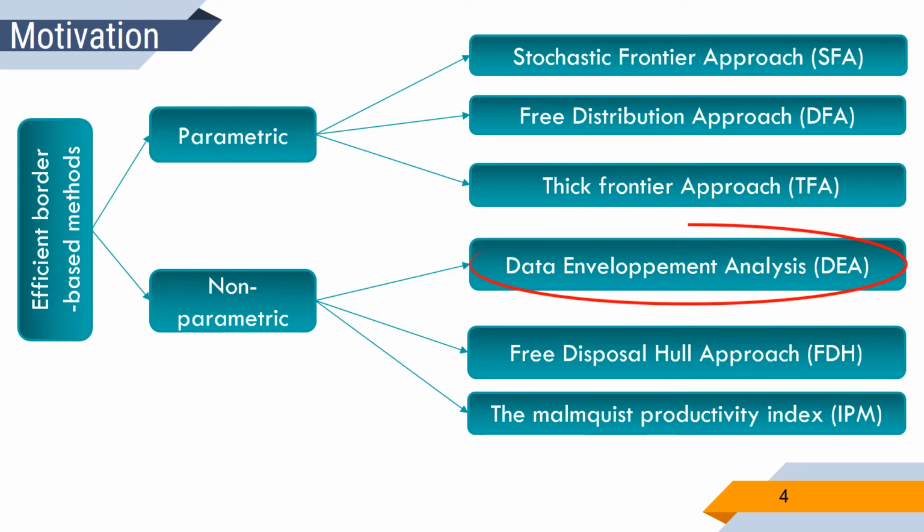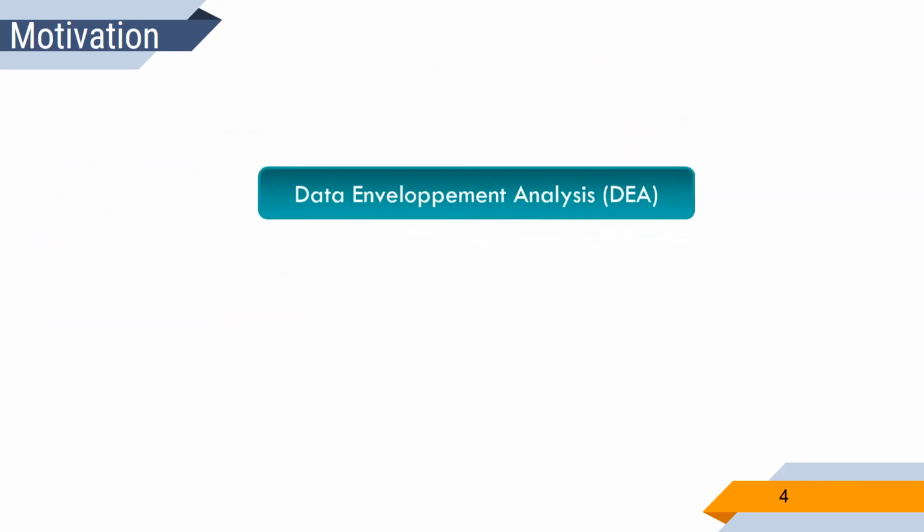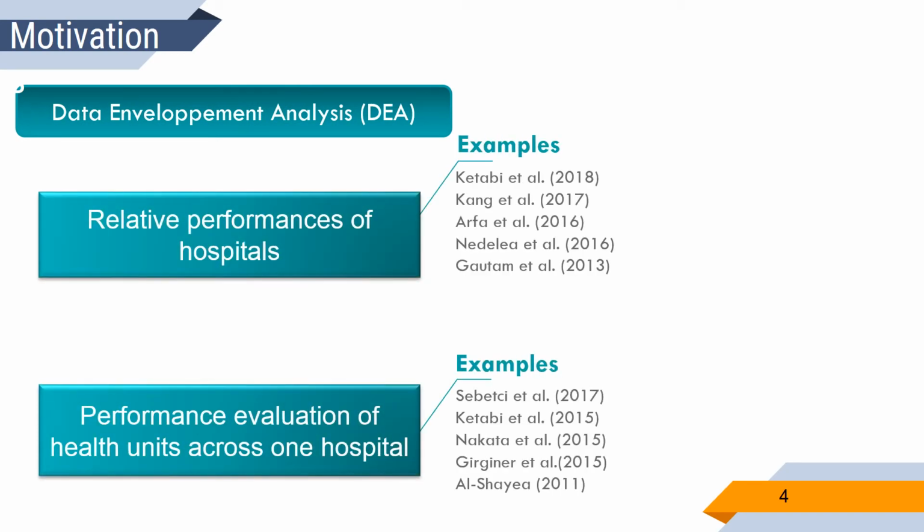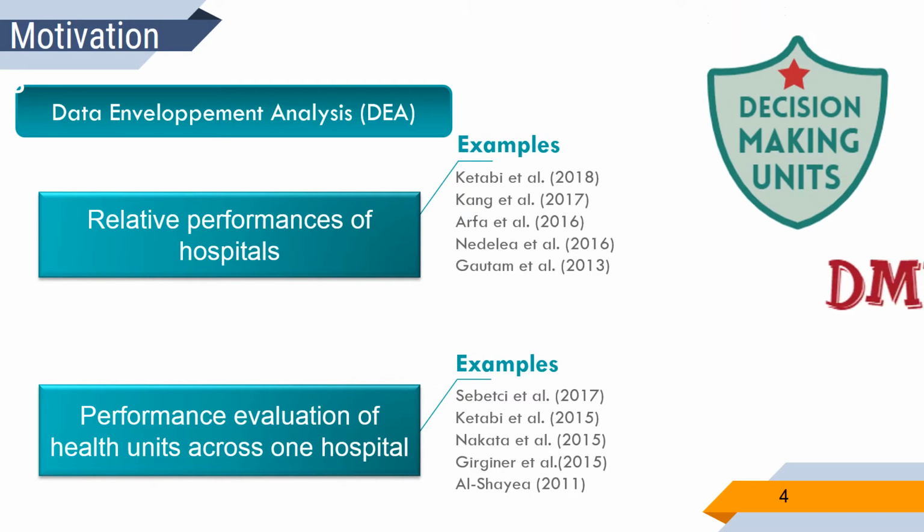Among these methods, the data envelopment analysis variant reveals the mostly used for the comparison of the relative performances of different hospitals and for the performance evaluation of health units within the same hospital. Here, we shall point out that most studies define the hospital as a decision-making unit, DMU, rather than a healthcare unit.